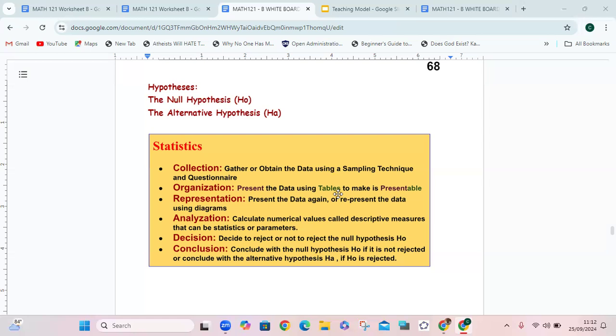Now, when you make it presentable, you're still going to have difficulties to verify the hypothesis, because you're going to have a table with a bunch of numbers, yes? So you have to continue processing the data. What are you going to do with it? You're going to represent it. Representation. You're going to present the data again. You're going to represent it using diagram. Now, when you create the diagram and you look at the diagram, you may deduce information from it and may be able to go back to the hypothesis to verify.